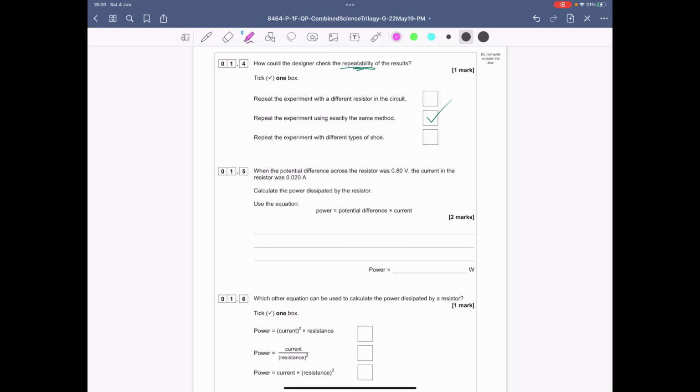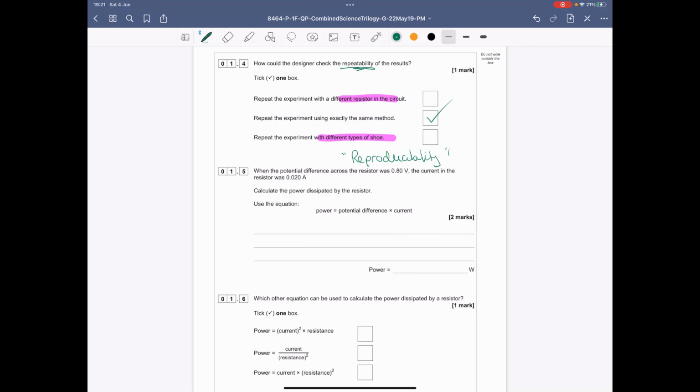If you change something, either like by using a different resistor or by using different types of shoes, then you are checking, because you've changed something, the reproducibility of the experiment. But if you are repeating something, you are keeping everything exactly the same.